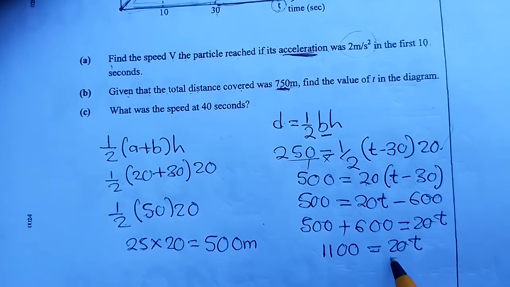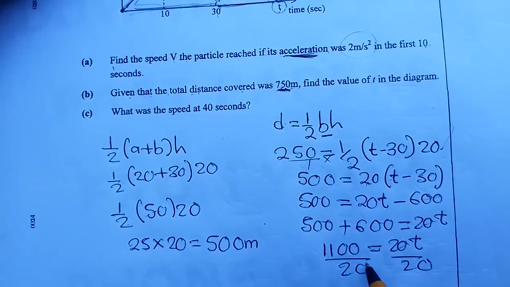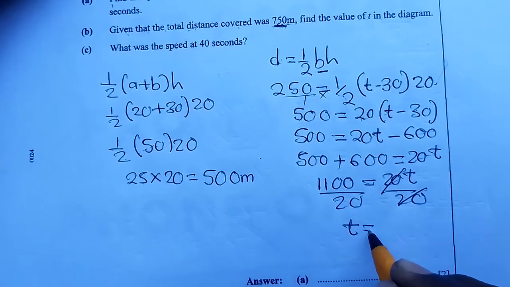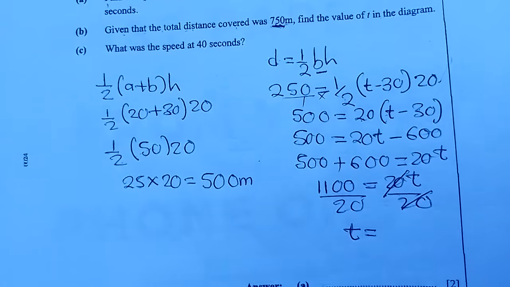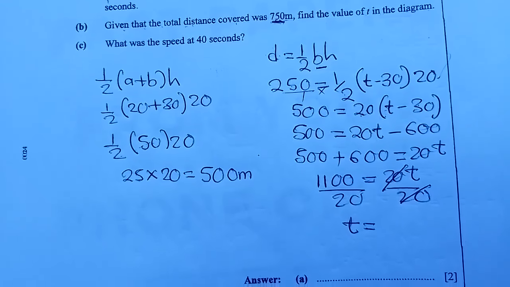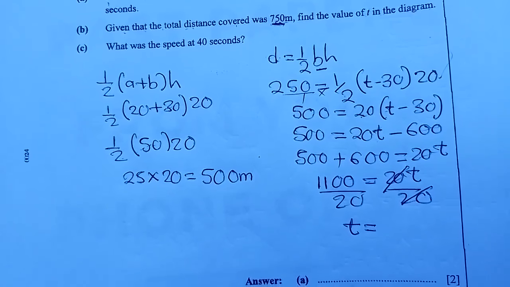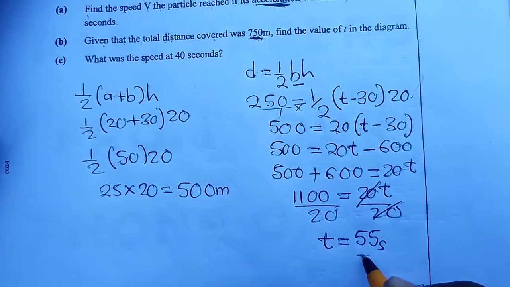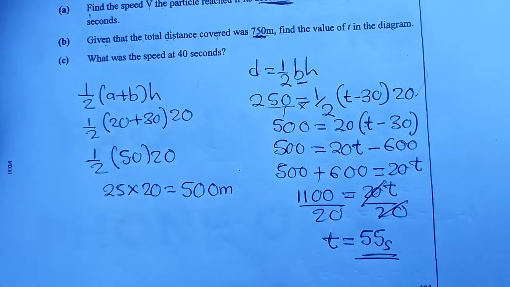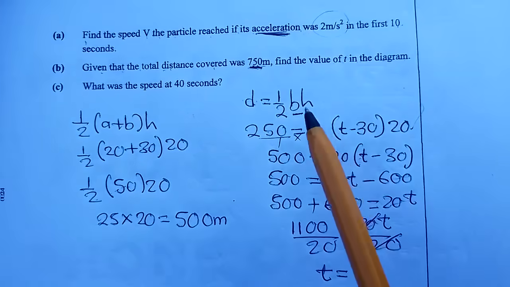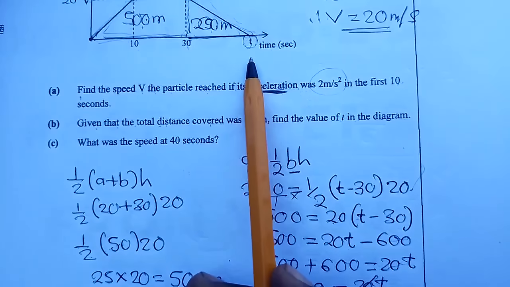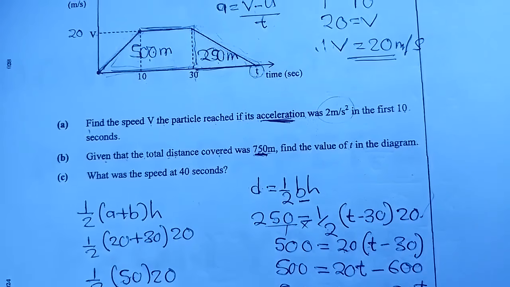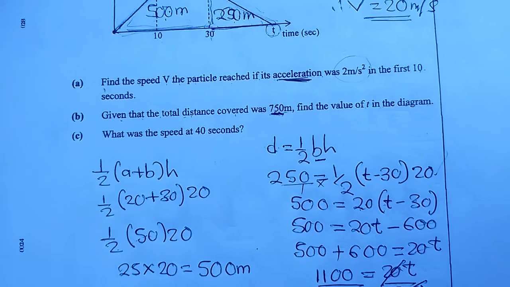You divide by 20, you also divide by 20. This cancelled. You are going to have T, which will be equal to what? It will be equal to 55. So T is 55 seconds. So the T there is just 55. The T there, which we were told to answer, it is just 55. So that's how you need to do it. These are the calculations you have to do.